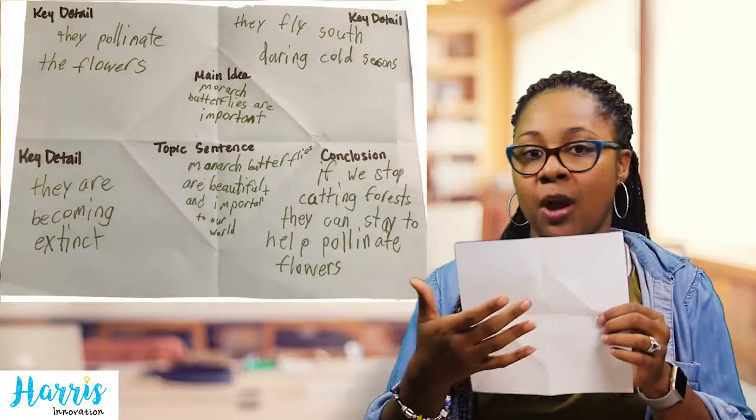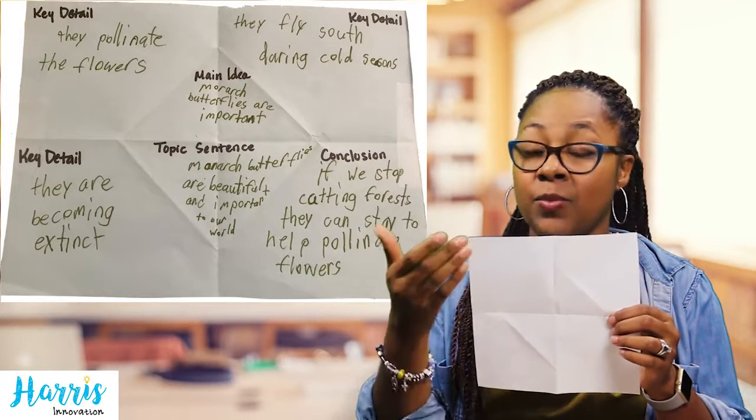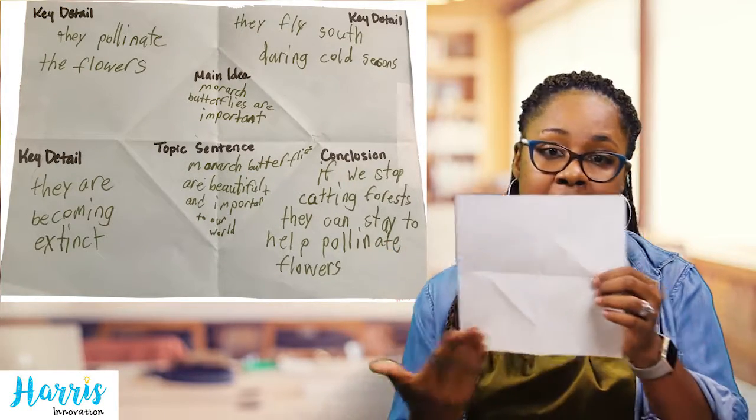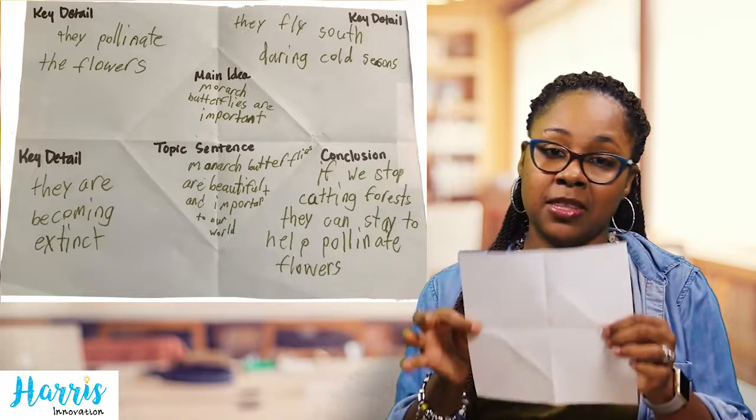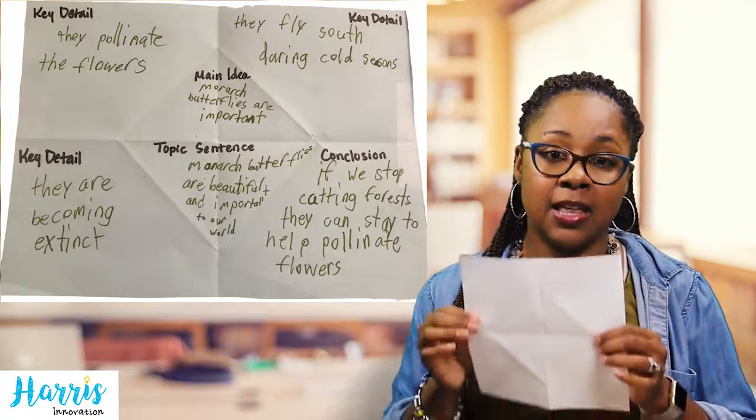In the middle will be our main idea and our topic sentence, and there'll be a key detail, key detail, key detail, and the conclusion. This will be the web that they'll use for their writing section in their interactive notebook. Now let me show you how all of these different folds tie together to make one reading skills notebook.